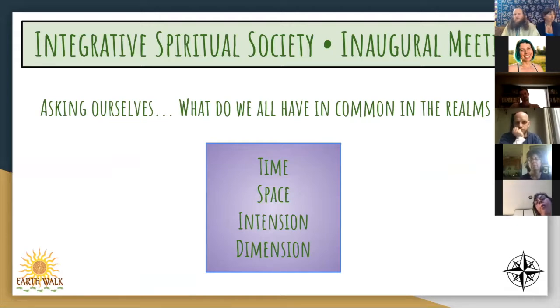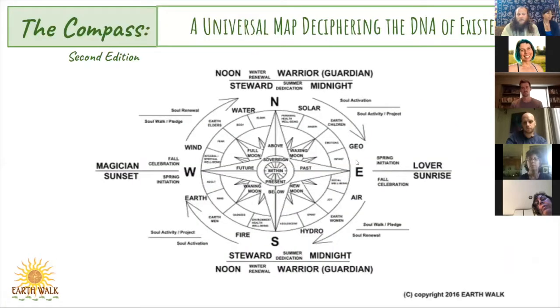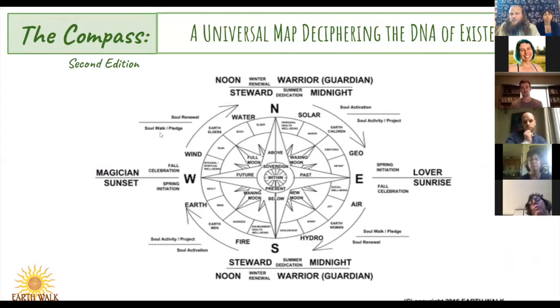In short, when we looked at reality and the terrain that we had to map out, what we found was that there was time, space, intention, and dimension. So in those 4 realms, we then created a map. And this is what we call the compass. It's a universal map of deciphering basically the DNA of existence from our lens. Of course, it's not universal, it's from our lens. It's how we're seeing it.